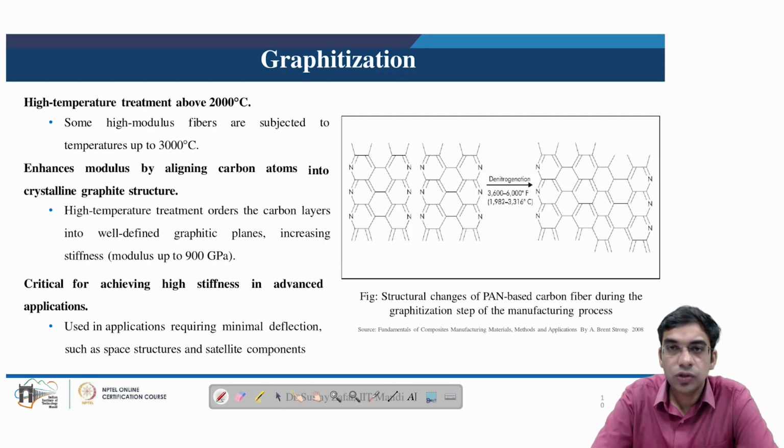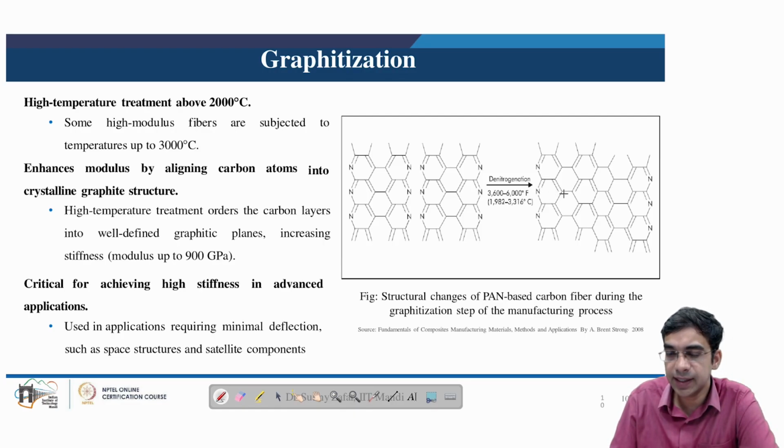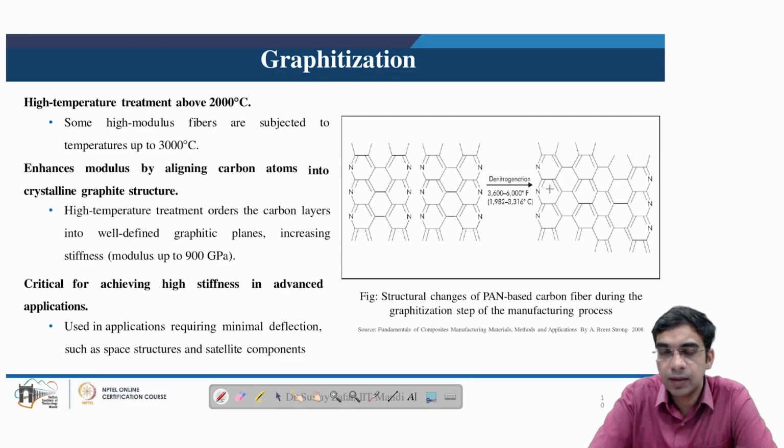This is critical to achieve high stiffness in advanced applications where minimal deflection is needed, for example, space structures and satellite components. We can see in graphitization, which is also known as the denitrogenation process, the use of high temperature removes the nitrogen from the rings, and we can see that the graphitic rings of carbon are developed in this stage.